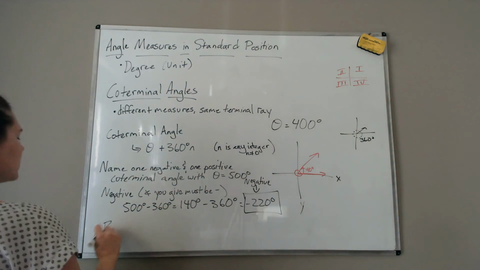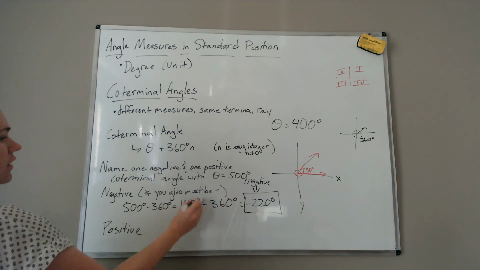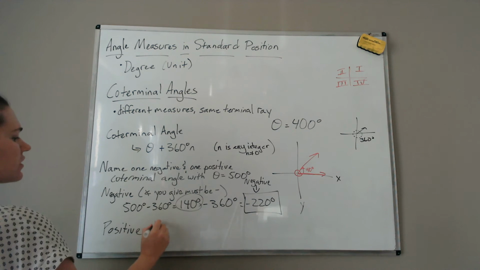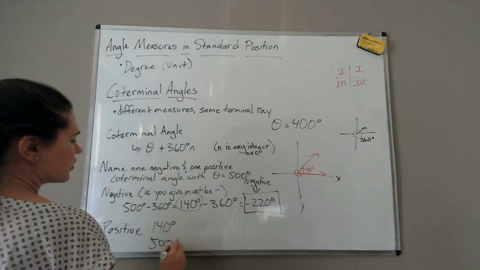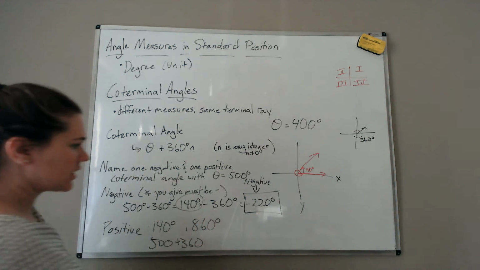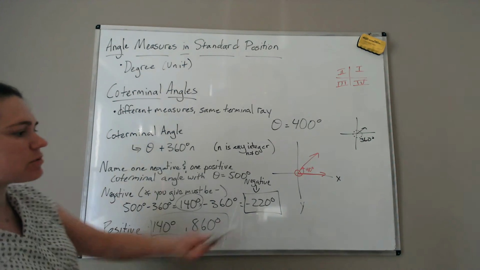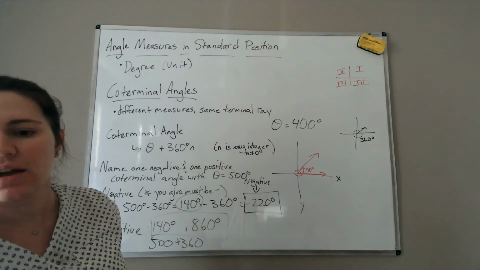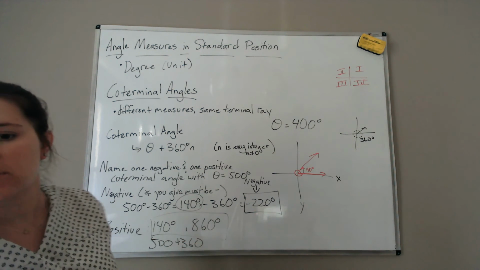And then a positive, well, we actually already know one of the positives. We could just use this 140 degrees. If you wanted to find another one, you could take 500 and add 360. You would get 860 degrees. Either of them are fine. And if you just kept subtracting 360, you would keep hitting all negative coterminal angles. If you keep adding 360, you would keep hitting all positive.